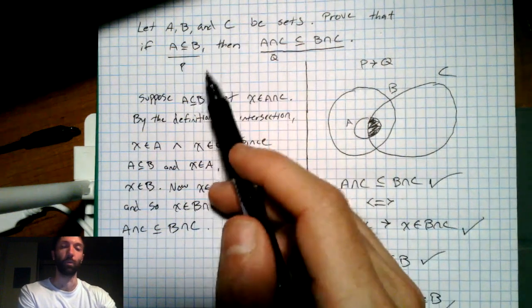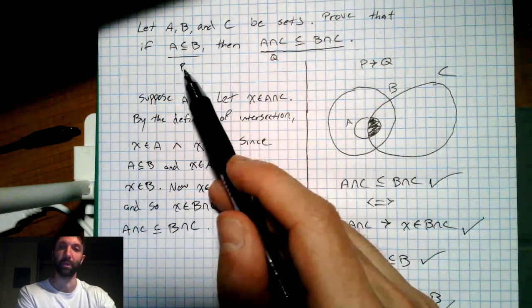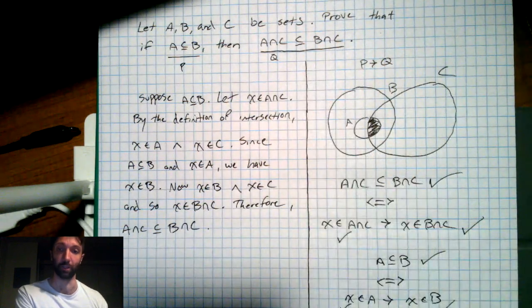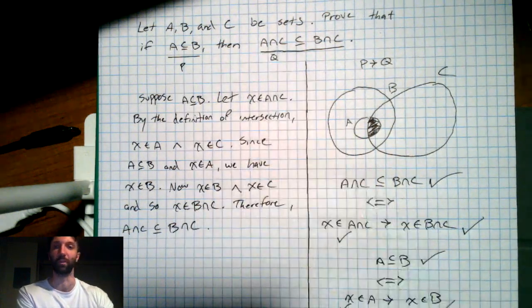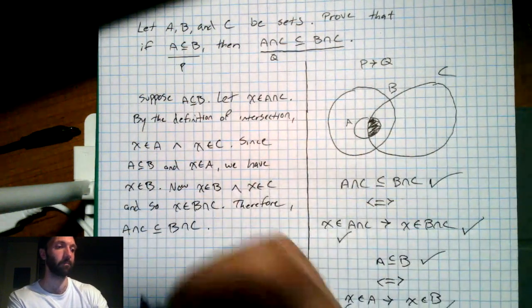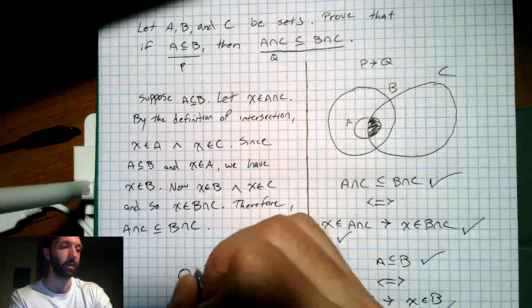And with that, we supposed that P was true, and we concluded that Q followed as a result, and therefore we've successfully proven the conditional statement. And with that said, it's been demonstrated.